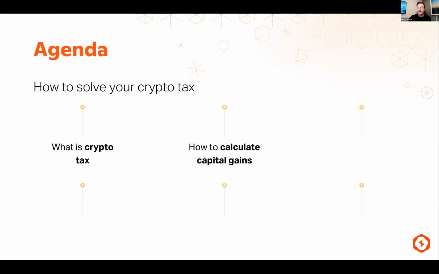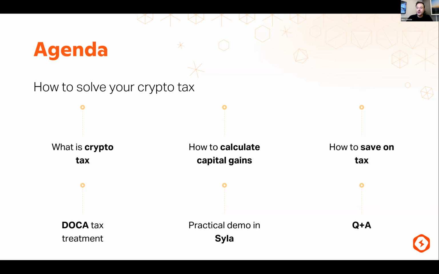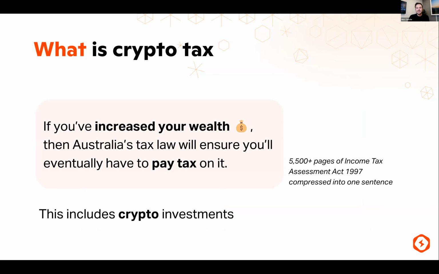Then we're going to go through how to actually calculate capital gains with some practical but simple examples, so you get a taste of how that's done. Then we're going to talk a little bit about how to actually save on tax, to optimize for better tax outcomes. We'll review a little bit of this Docker tax treatment. Then we're going to do a practical demo in Syla. And then with the time remaining, any questions that you guys have, please ask them and I'll do my best to answer those. So what is crypto tax?